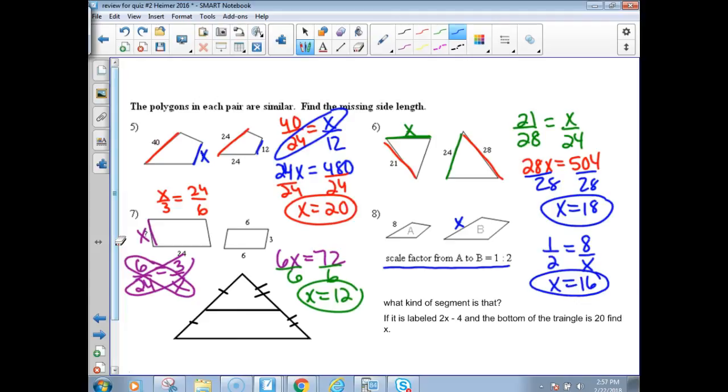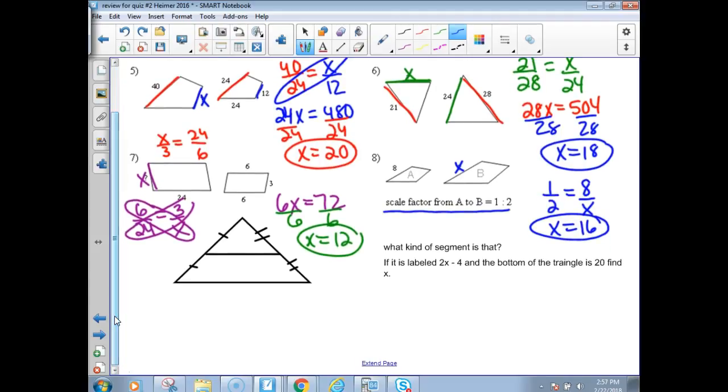Please look at this because I have added in here a problem that a lot of people missed on the last quiz. So I want to revisit this since we will be having a chapter test next Tuesday. We will be reviewing Monday and testing on Tuesday.